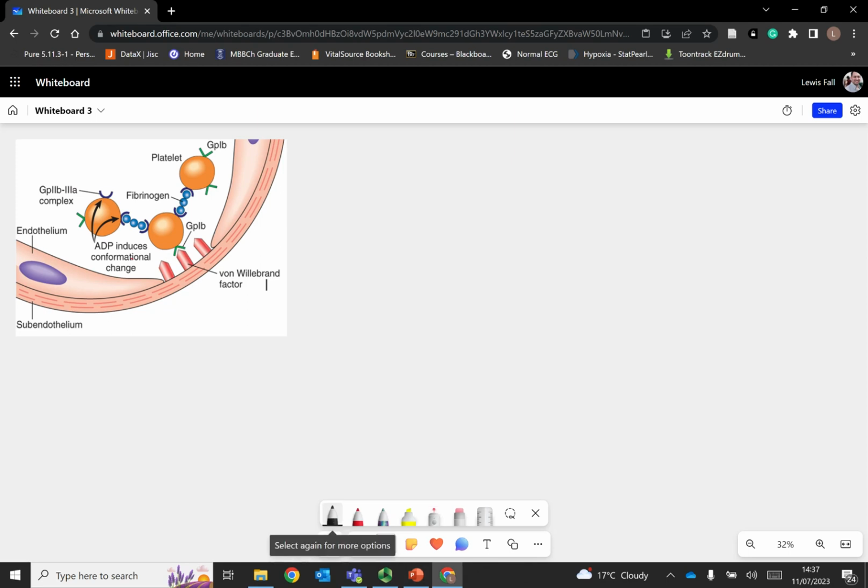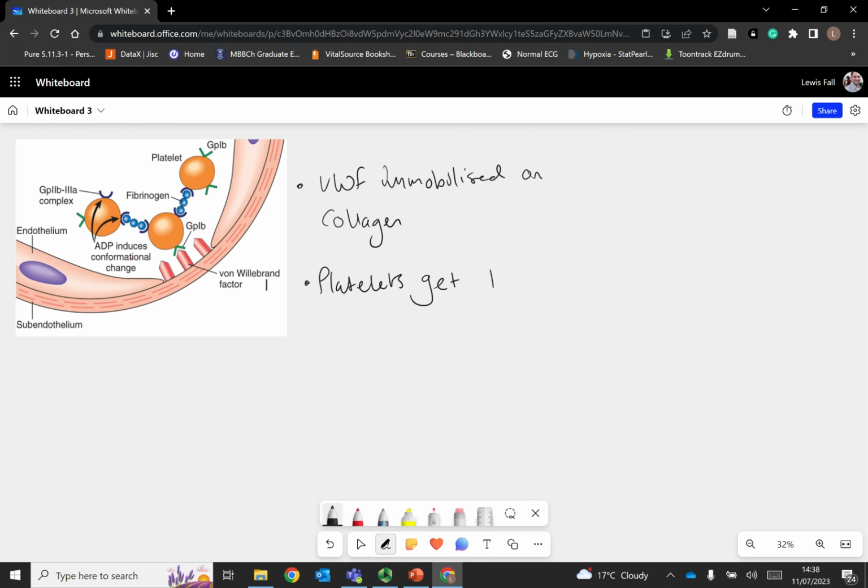So what you need to remember is that von Willebrand factor, when it enters into the circulation, becomes immobilized on the collagen. That's point one, and then platelets get tethered. So they're the two key steps in this.